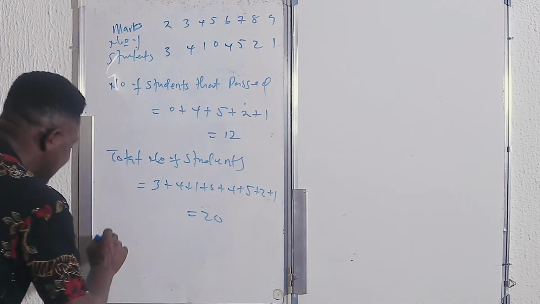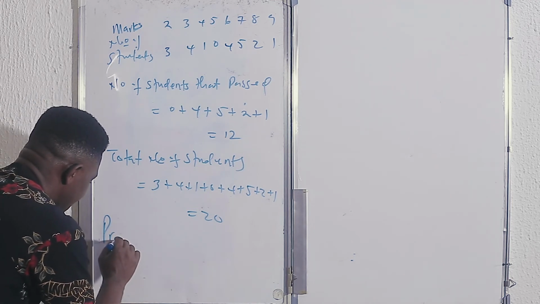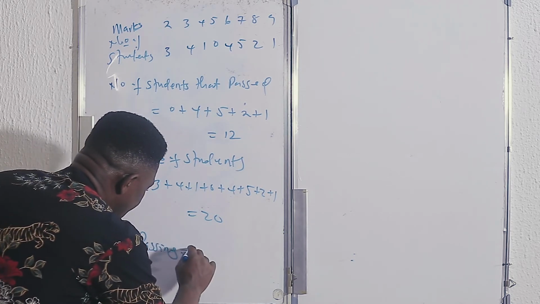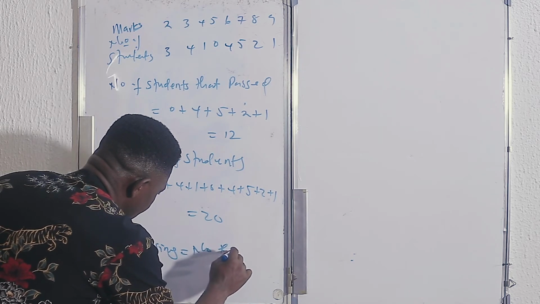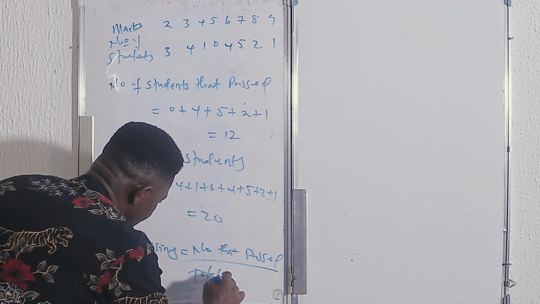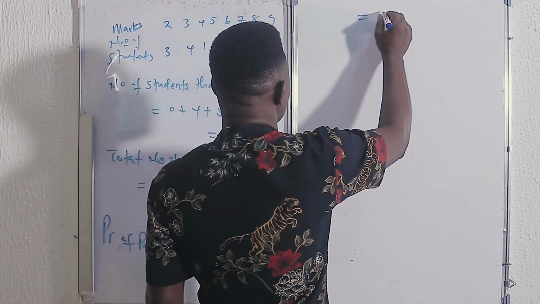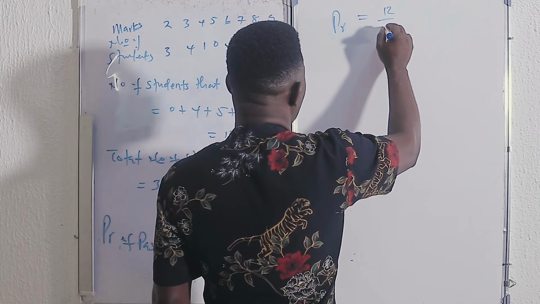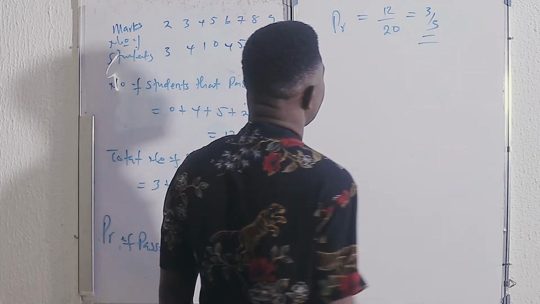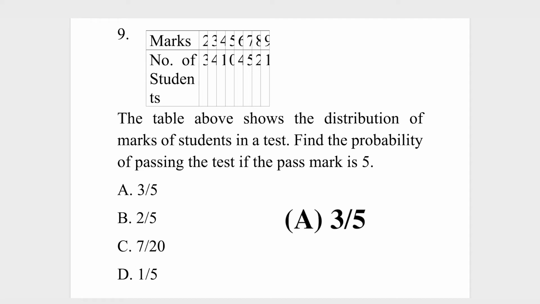So the probability of passing the test is the number that passed all over the total number of students. So probability of passing is equal to 12 over 20, which is equal to 3 over 5. So the correct answer is A, 3 over 5.